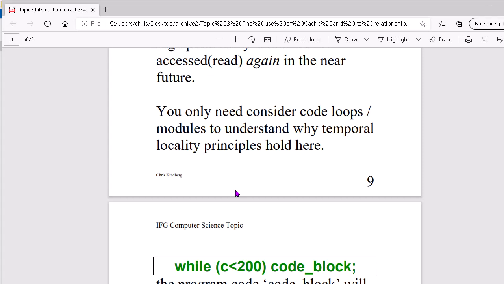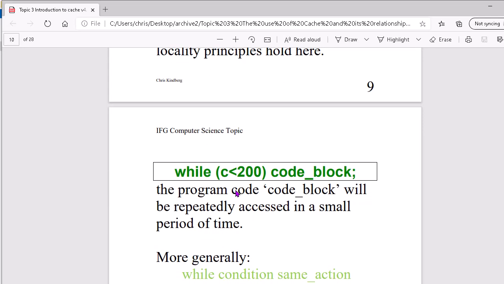All you need to do to understand the relevance of locality is to understand why locality principles hold here. Have a look at this. This is another while loop example, and what it says is, whilst the variable c is less than 200, execute a code block. It might be a single instruction, or it might be 200 or 300 instructions. So for 200 times, beginning with c equals 0, and incrementing c each time around the while loop, execute the same code, the same program instructions. And you'll see, if you think about it, the same instructions will be repeatedly executed.